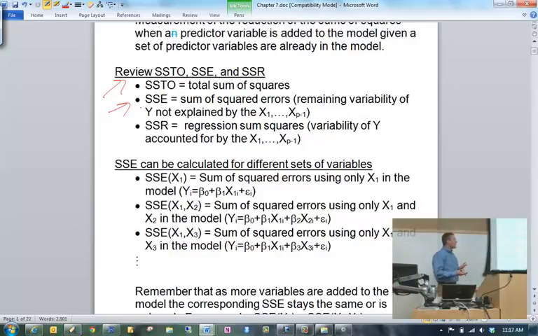SSE, though, is a measurement of squared error when you now incorporate your predictor variables of interest. It tells how much variability in y is left over once you have accounted for all these predictor variables. And then SSR, of course, is SSTO minus SSE, a measurement of how much you have gained by using these predictor variables to predict y.